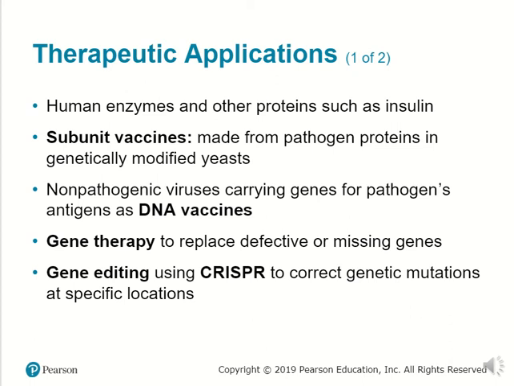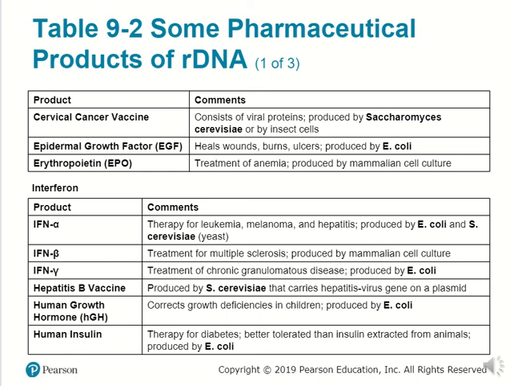Now, therapeutic applications can include human enzymes and other proteins, such as insulin, and creating subunit vaccines, which are made from pathogen proteins in genetically modified yeasts, and non-pathogenic viruses which carry genes for a pathogen's antigens, such as in DNA vaccines. The concept of gene therapy is to replace defective or missing genes with healthy and functional genes. Gene editing uses the tool CRISPR to correct genetic mutations at very specific locations in a genetic sequence. And essentially, these are many examples of pharmaceutical products involving recombinant DNA.